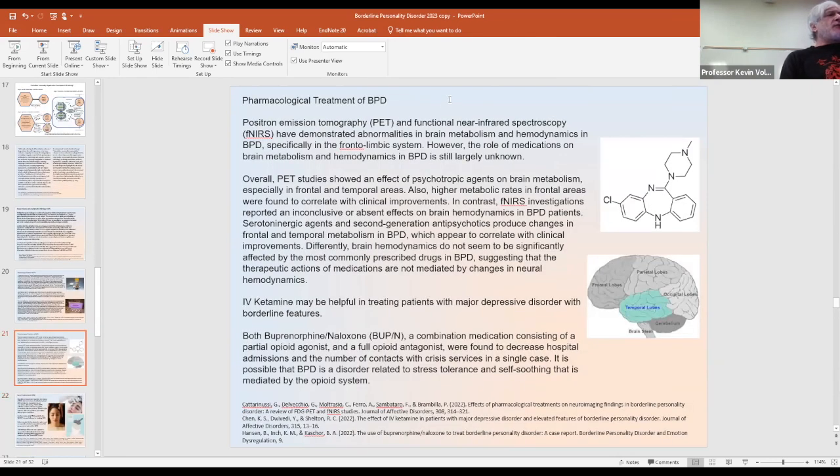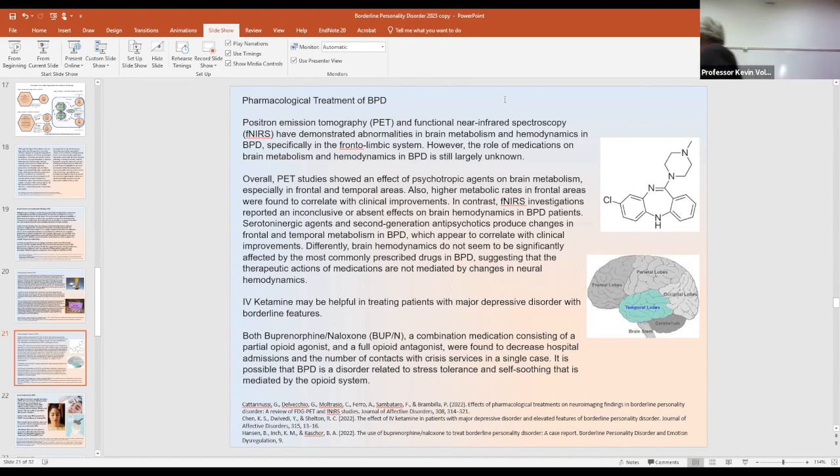Okay. All right, more pharmacological treatment. Positron emission tomography. You know what that is, right? Where you put somebody in a scanner and you may inject something, a contrast agent, I can't remember. But basically, in functional near infrared spectroscopy, you look inside the body, and studies have demonstrated abnormalities in brain metabolism and hemodynamics. Hemodynamics means the blood flow, in borderline personality disorder, especially in the frontal limbic system. However, the role of medications on brain metabolism and hemodynamics is still very unknown. Overall, PET studies have shown an effect of psychotropic agents on brain metabolism, especially in the frontal and temporal areas.